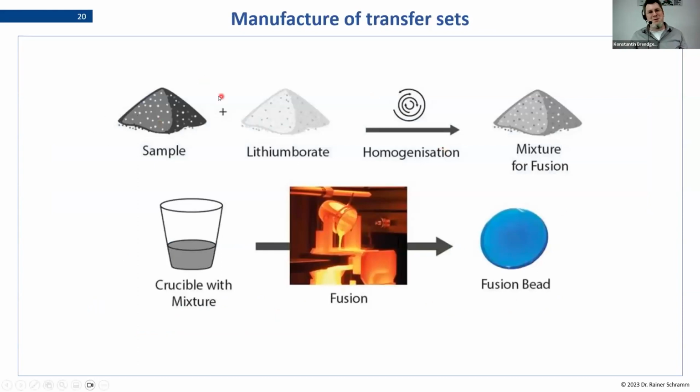You're probably familiar with this one already. We used that in a lot of other webinars where we talked about fusion in general. But the whole idea is you take the sample, you mix it with tetraborate, you put this mixture into a platinum crucible, you do your fusion, manual or with a fusion machine, and the result is a fused bead.